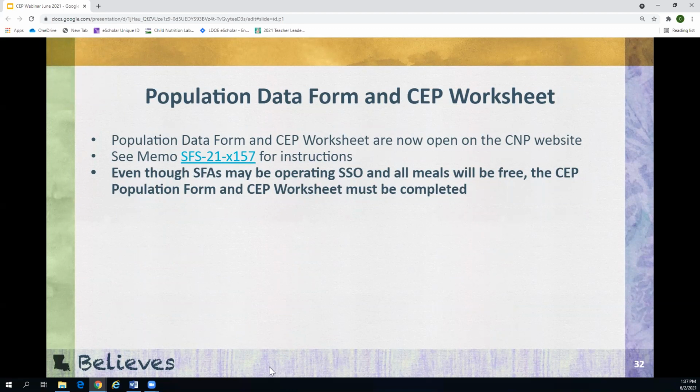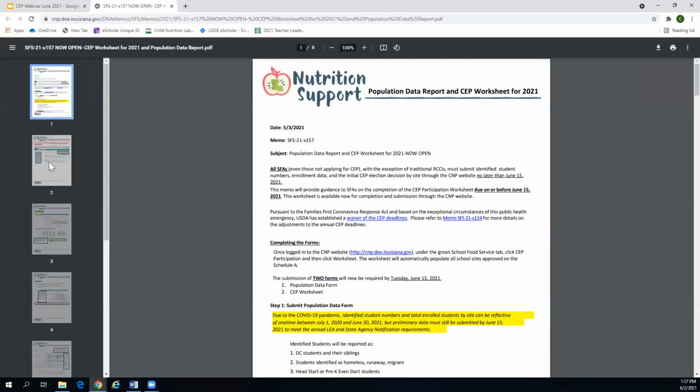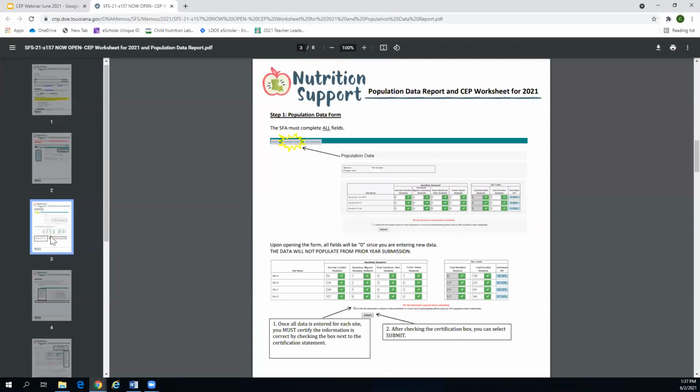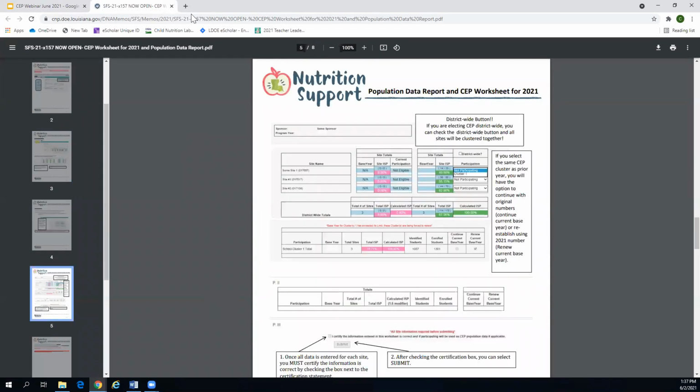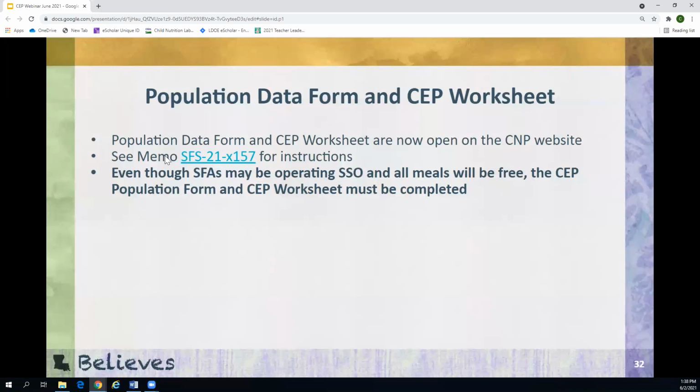So the population data form and the CEP worksheet are now open on the website. They've been open for about a month. We opened it around May 1st. And you can see memo SFS 21-X157 for instructions on completing that worksheet. It has some step-by-step pictures on how to work through the worksheet and the population data form.